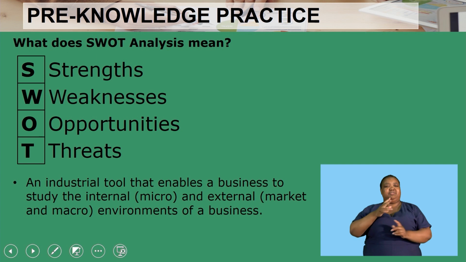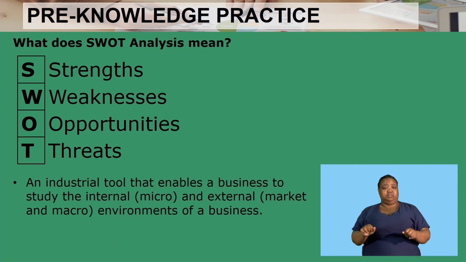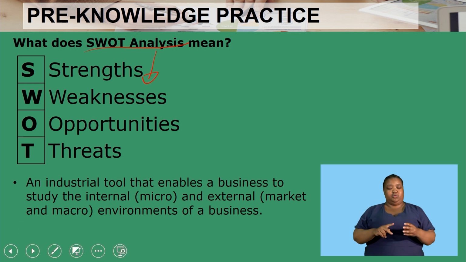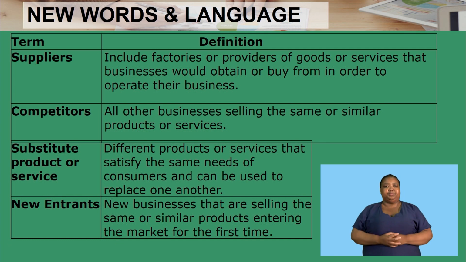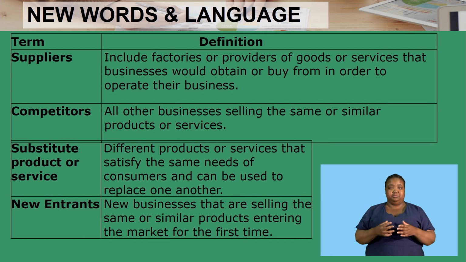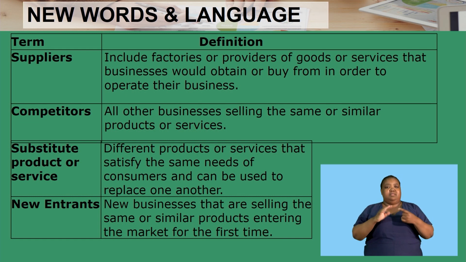It is an industrial tool that enables a business to study an internal, micro, or an external, which is market and macro environment of a business. As mentioned, a SWOT analysis is a what? It's an acronym that stands for strengths, weaknesses, opportunities, and threats. Right, so these are the new words or concepts that we will be coming across throughout the lesson, and you need to be familiar with them.